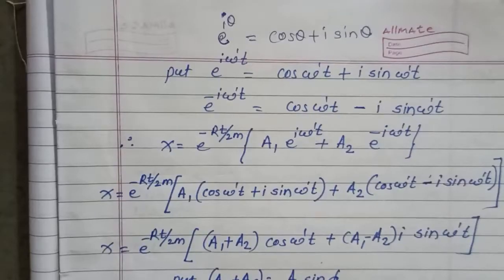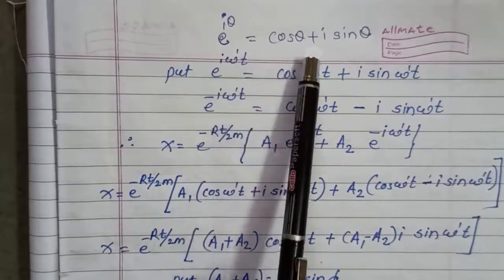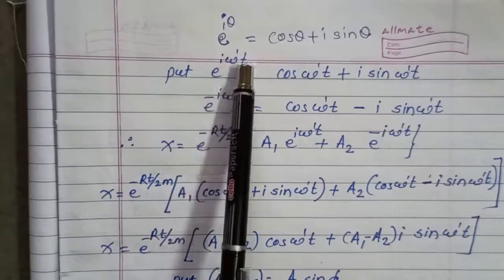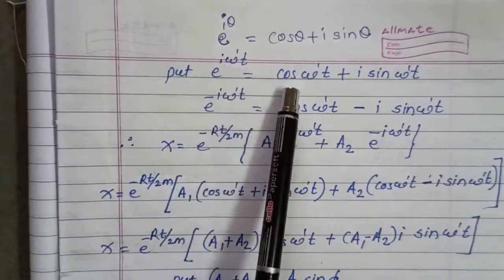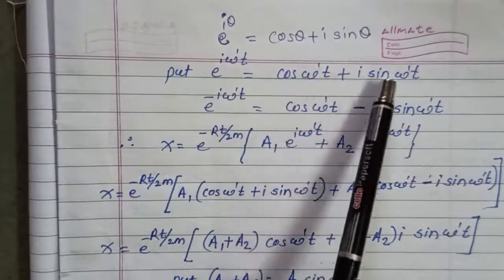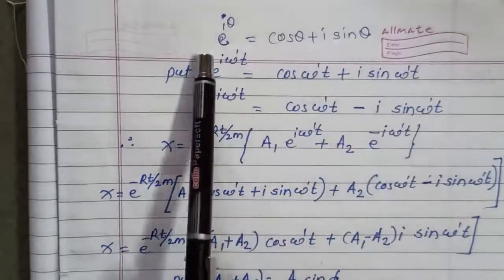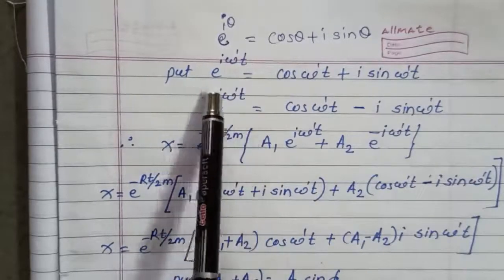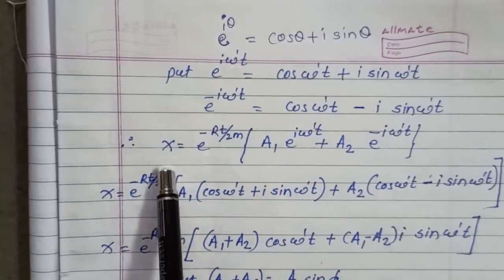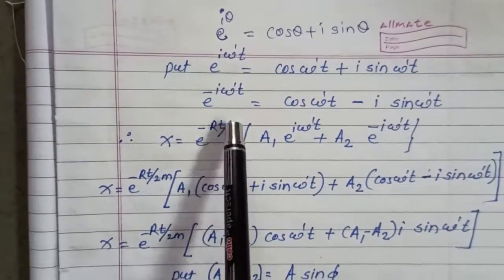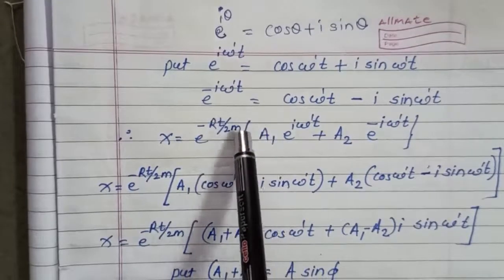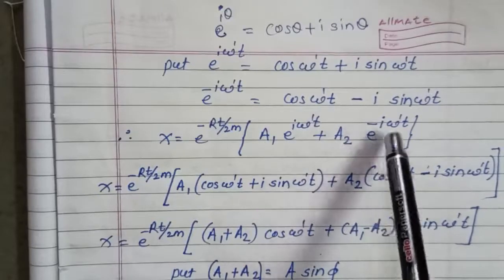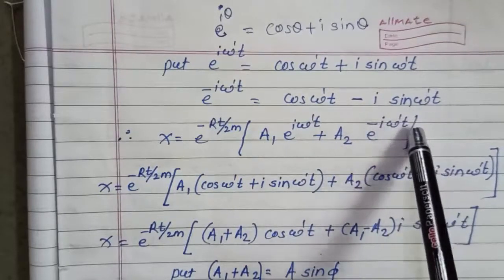We know that e raised to i theta is equal to cos theta plus i sin theta. Here e raised to i omega dash t is equal to cos omega dash t plus i sin omega dash t. Put this value of e raised to i omega dash t and e raised to minus i omega dash t in the solution. Then the solution becomes x is equal to e raised to minus rt upon 2m inside the bracket a1 e raised to i omega dash t plus a2 e raised to minus i omega dash t.